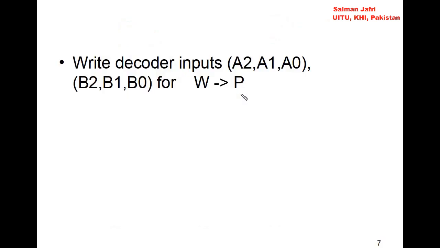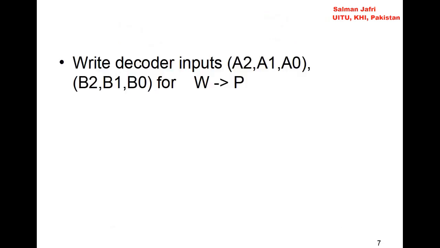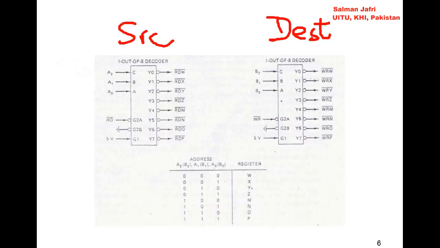Right? So if we want to read W, the source should be A0, A1 and A2 should be 0, 0, 0. And if we want to write to the P register, B0, B1 and B2 should be pointing to the P register. Means B0, B1 and B2 should be all ones. So A0, A1 and A2 would be 0, 0, 0 and B0, B1 and B2 would be 1, 1, 1 to read W and write to P.